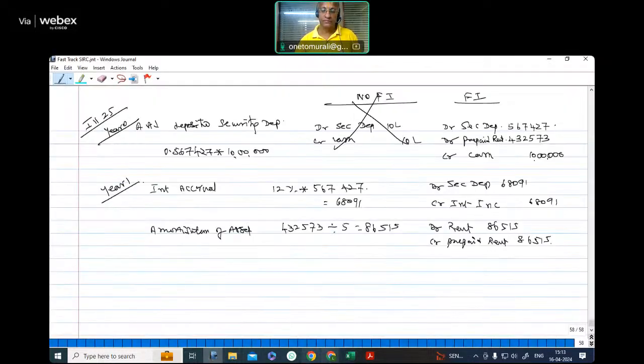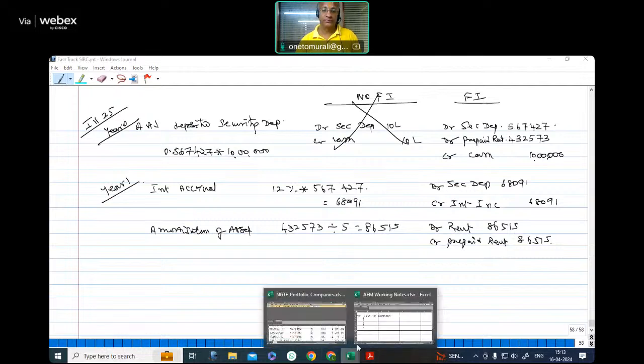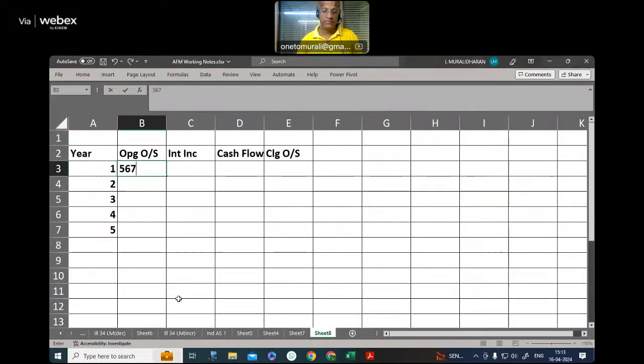$567,427. $567,427 interest, round this multiplied by 0.12, 0.68091. Cash flow is 0. Your opening balance plus interest income minus the cash flow is going to be 635,512. Then opening prepaid rent.